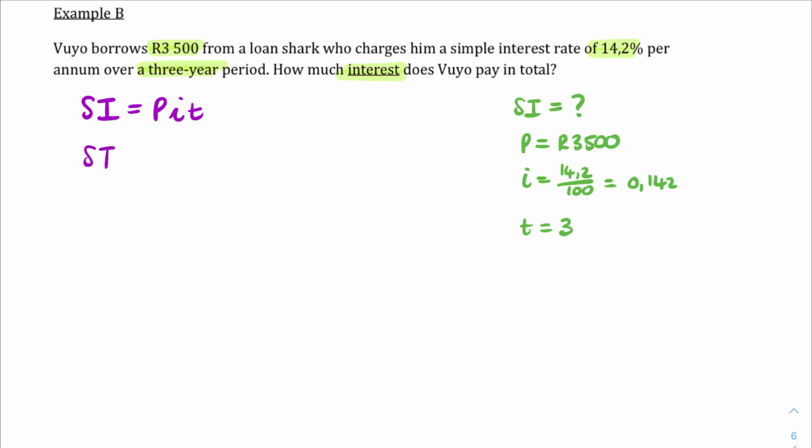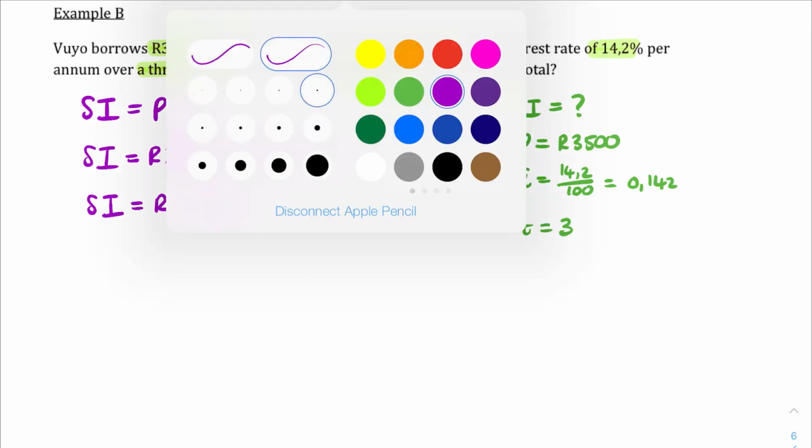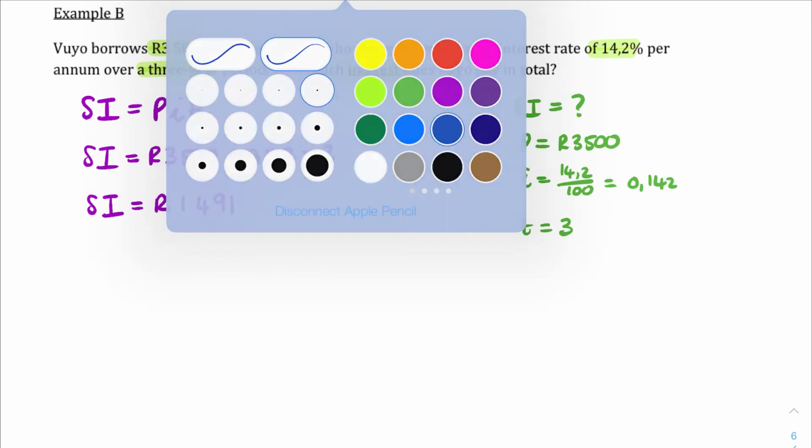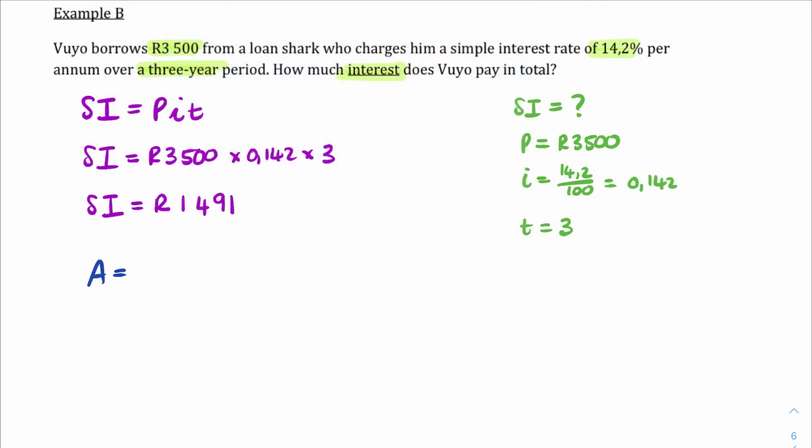So now we can go and substitute. The simple interest will be the principal amount, 3,500 Rand, multiplied by 0,142, multiplied by 3. And you're going to see that that's exactly the same as what we did beforehand. We're just doing it all in one step now. So this is 1,491 Rand. If you don't want to have to learn another formula, well, then we could have used our A formula, 1 plus I times N.